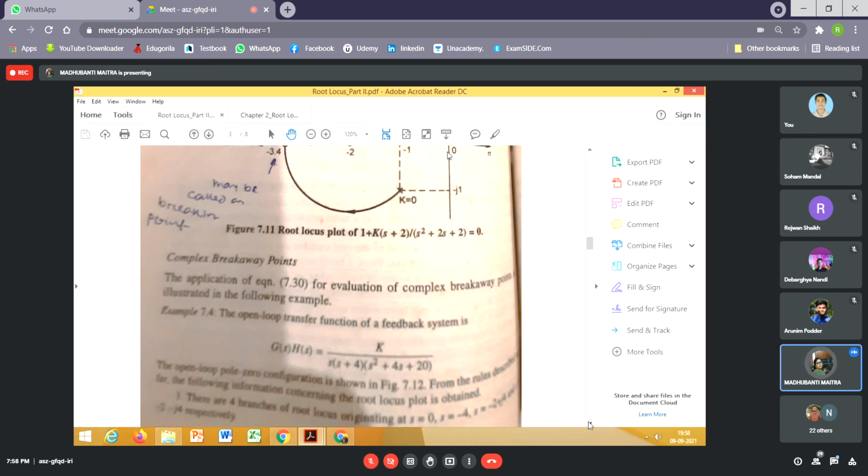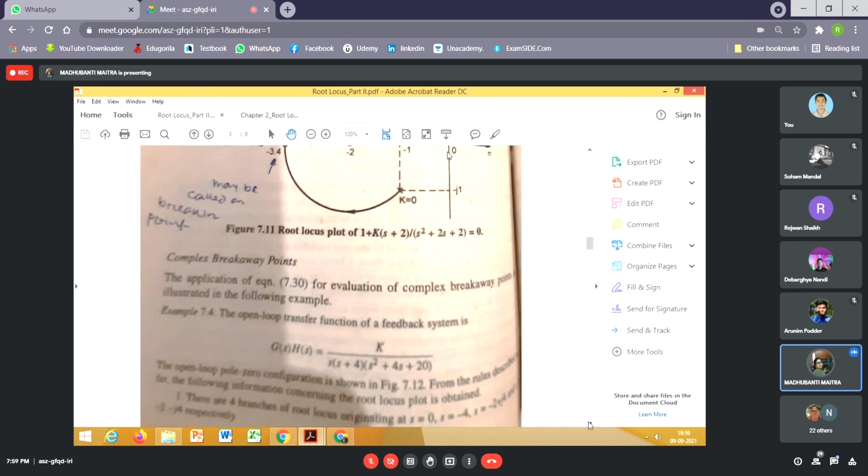Just like real roots, a complex conjugate root pair can also have multiplicity greater than 1. We can have a repeated complex conjugate root pair. That is why the breakaway points could be real, or could be complex conjugate. If the breakaway point is a complex one, then it will have its conjugate part.